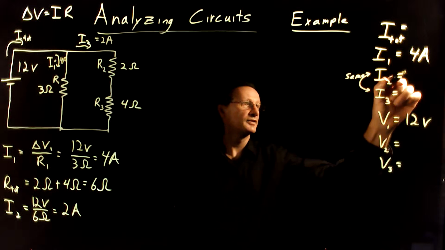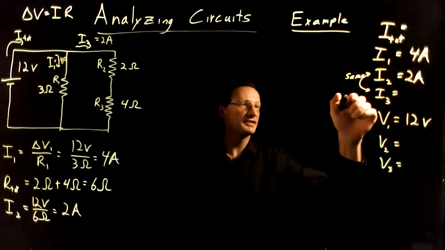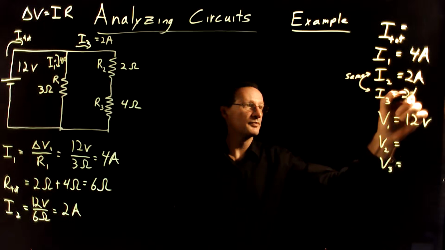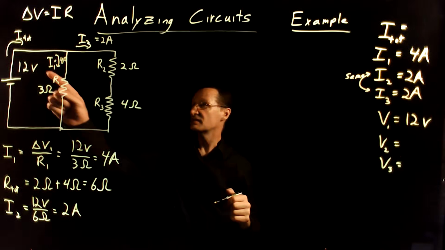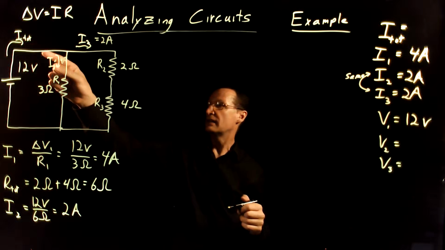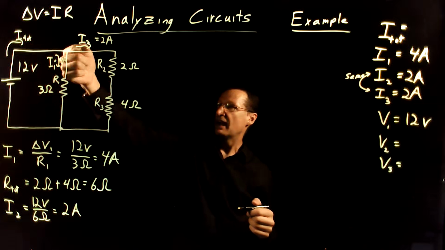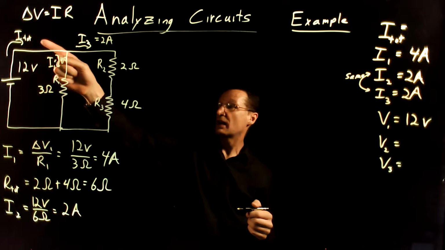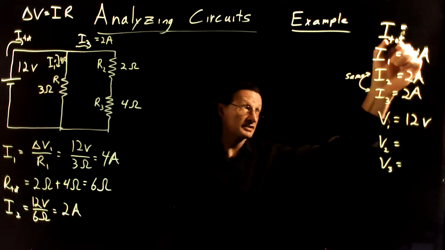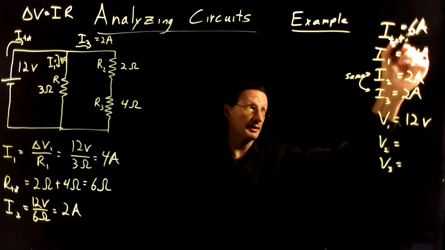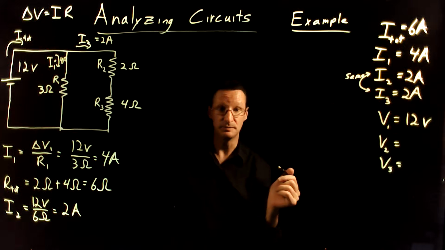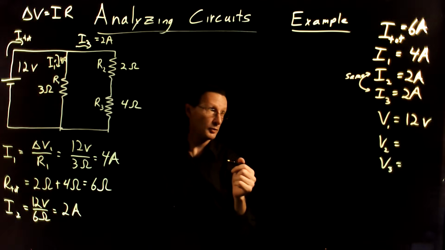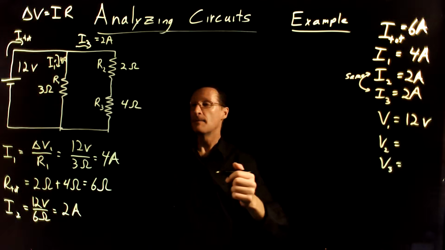So let me put that over here, 2 amps. And we decided that I2 and I3 are the same. So that tells me that the total must be, well, if 4 goes this way and 2 goes this way, then that means that whatever comes in must be equal to 6. So the total current must be 6 amps, right? That's 4 plus 2. All right, so we're filling this in pretty nicely here.